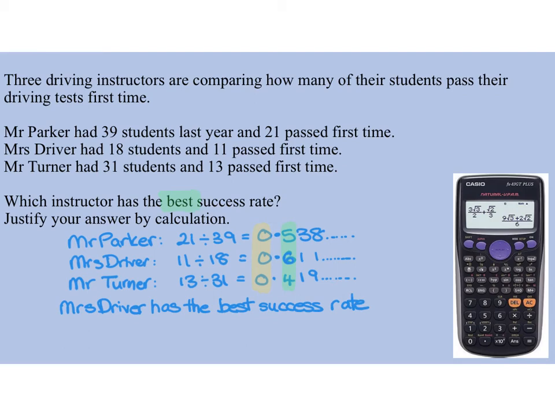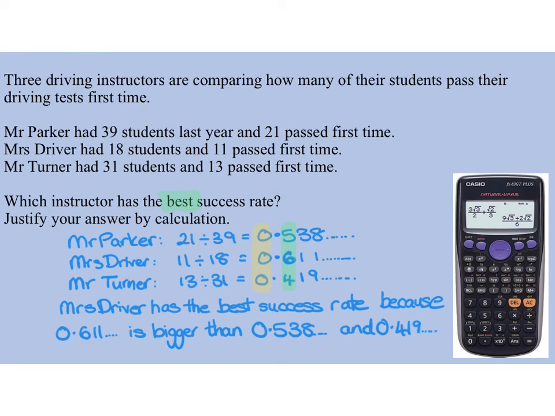Mrs. Driver has the best success rate because now we need to use all 3 of our numbers in the answer. She has the best success rate because 0.611 is bigger than 0.538 and 0.419. You must put that bit in with the numbers. If you don't put that in, then you can't get full marks.